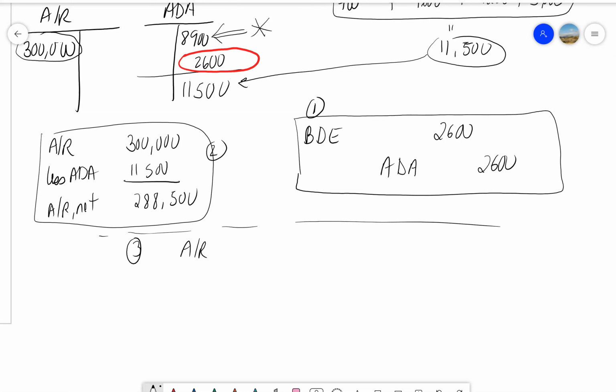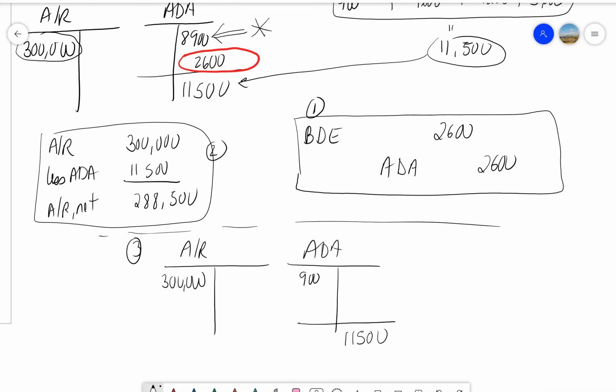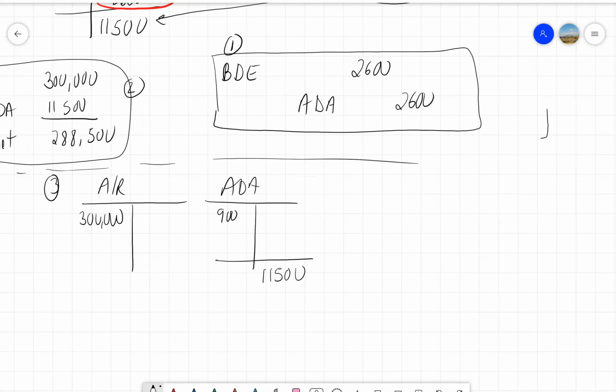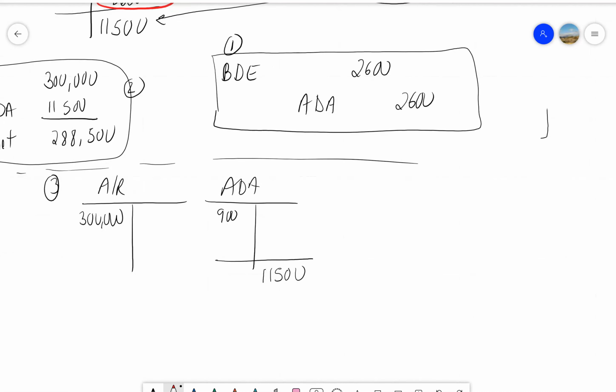Our accounts receivable is still $300,000, but our allowance for doubtful accounts now has a small debit balance of $900. So it's on the other side. We still want to end up with $11,500 at the end of the year based on our aging schedule. So then the question is, what is the amount of our adjustment now? Now this one's a little bit different. We're still trying to figure out this number here, but now we have a debit balance.